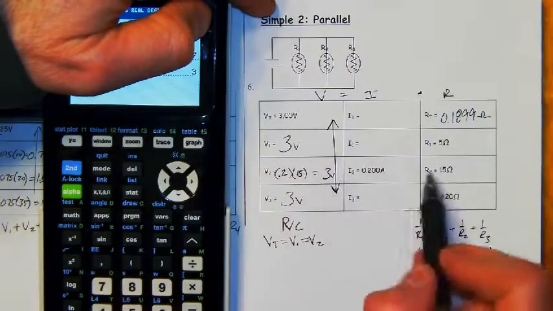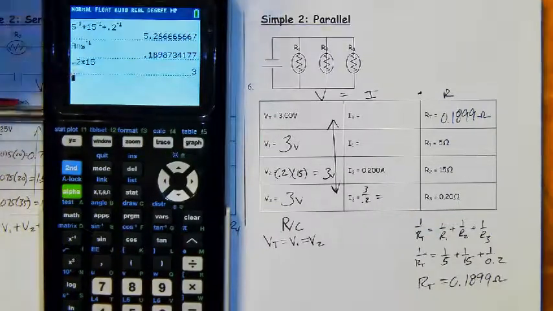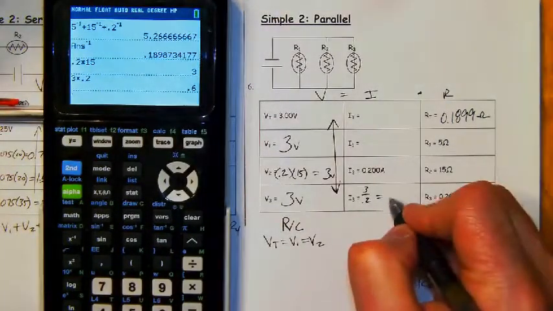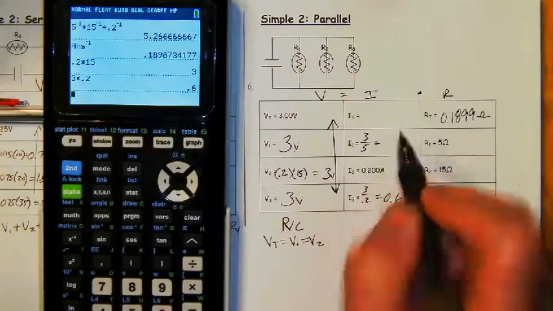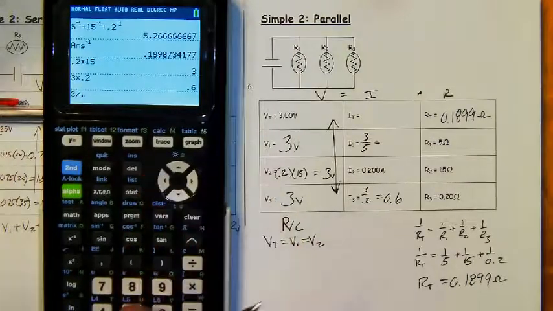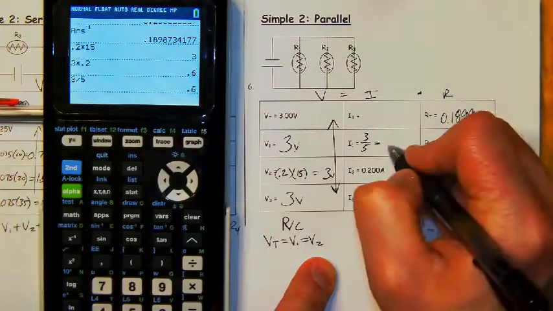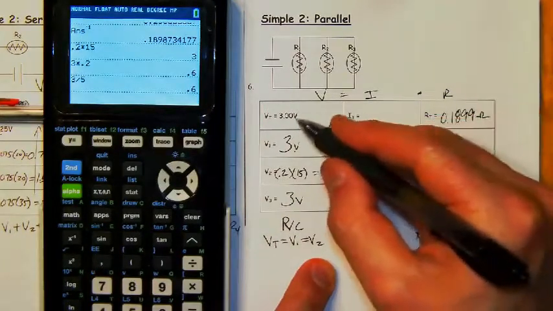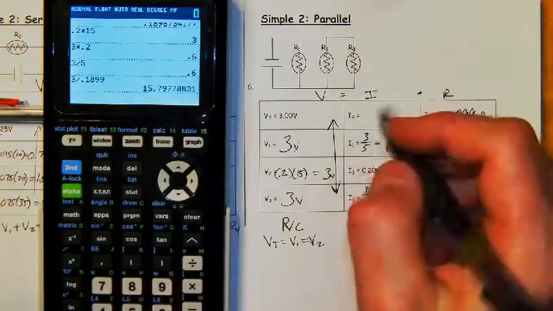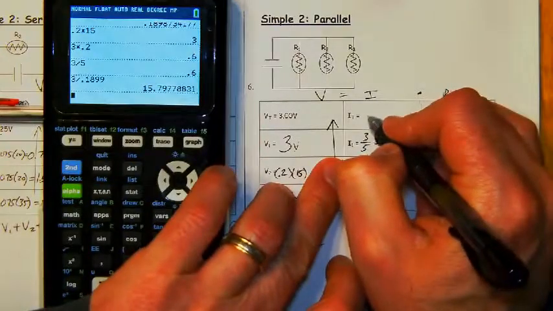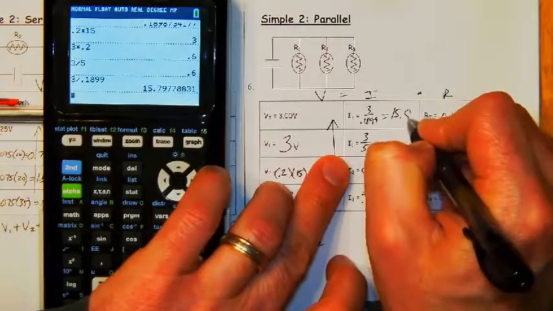Now I can easily fill across on my table, right? I can take this voltage, 3 divided by 0.2, and I get 0.6 over here. I can take this 3 divided by 5, and I have 0.6. And then I can take this 3 divided by 0.1899. So I have 3 divided by 0.1899, and that gives me 15.8.